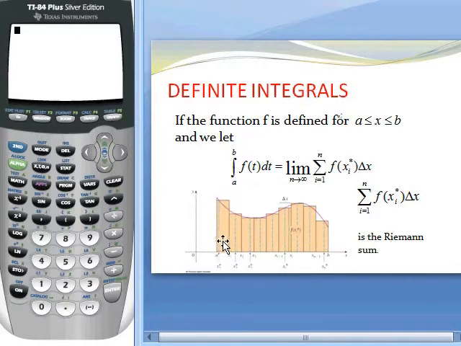For example, the area of this strip will be the width of the strip, which is delta x, and the height of the strip, which is f of xi star. And I add those up, and then I make my strips smaller and smaller, and this is called the Riemann sum. Okay? When I make my strips infinitely many, I will hit the exact area under the curve, which happens to be the definite integral of f of t from a to b.